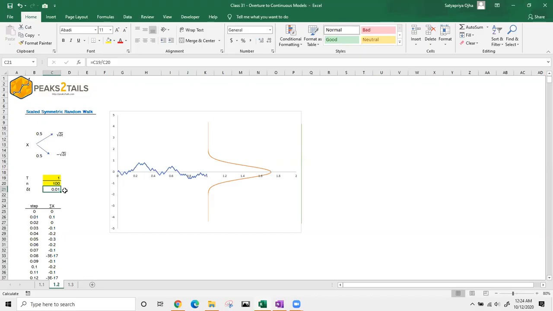Now, if I press F9, it will generate new paths. Okay. And the orange density that you're seeing is the terminal density of the process at t equal to 1. Okay. It's clear? The highest density is at 0, obviously, because that's the mean. Overall, the process has a mean of 0. So normal.